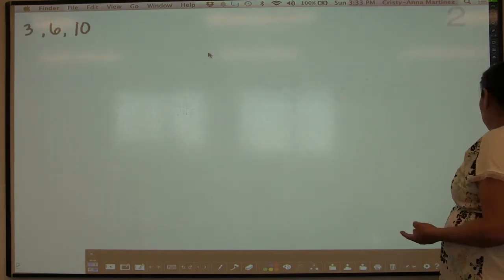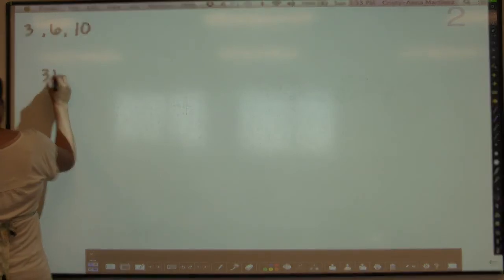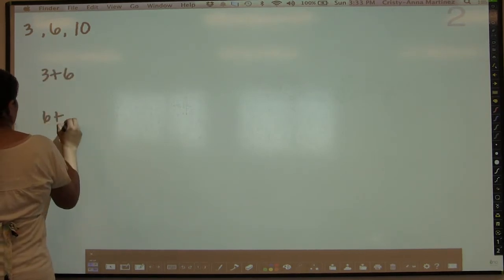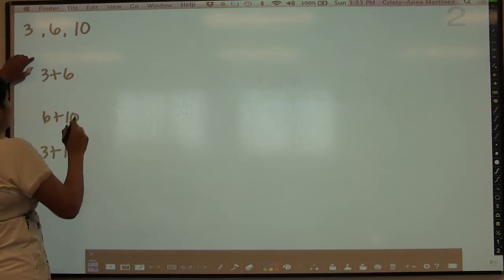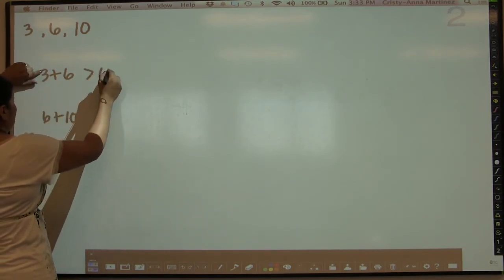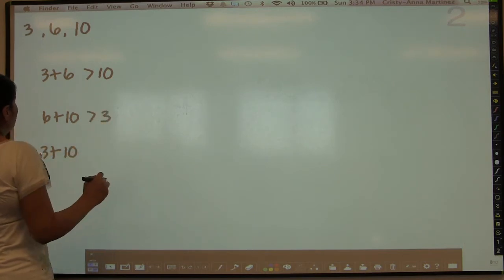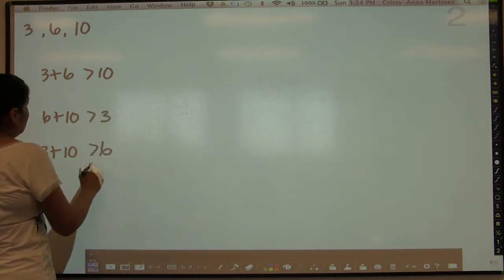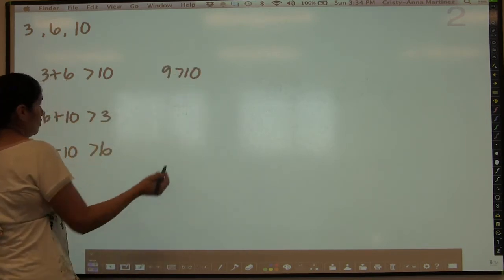And so what happened in our example is that when I take 3 and 6, or 6 and 10, or 3 and 10, I have my 3 different options. 3 plus 6 should be larger than 10. 6 plus 10 should be larger than 3, and 3 plus 10 should be larger than 6. And here we get 9 is larger than 10, which is not true.